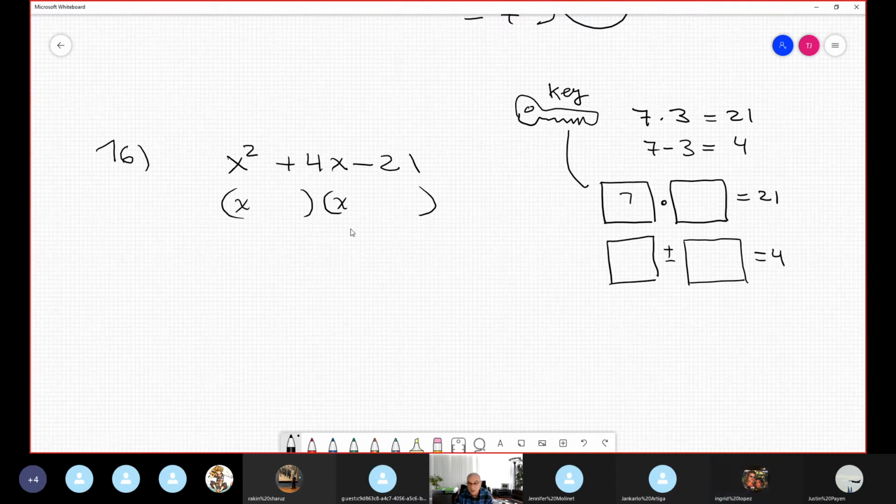It's obvious that 7 times 3 is 21. And 7 minus 3, I'm using the minus, not plus, is 4. Correct? This is the key. Yeah, I copy 7 and 3. All right, what about the sign? What do you think? Different sign or same sign?